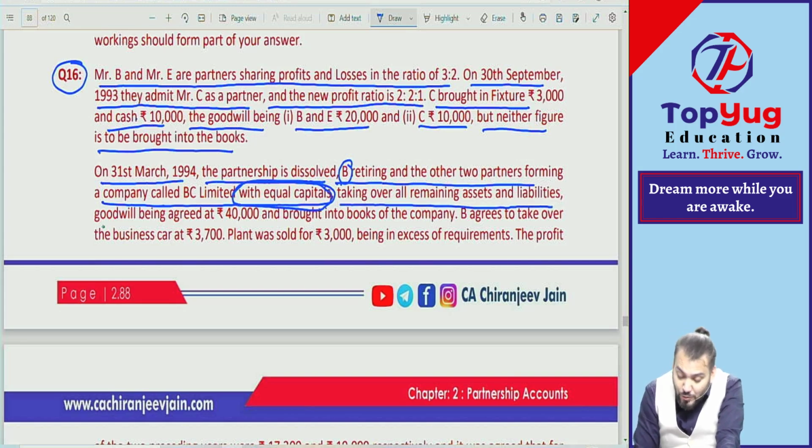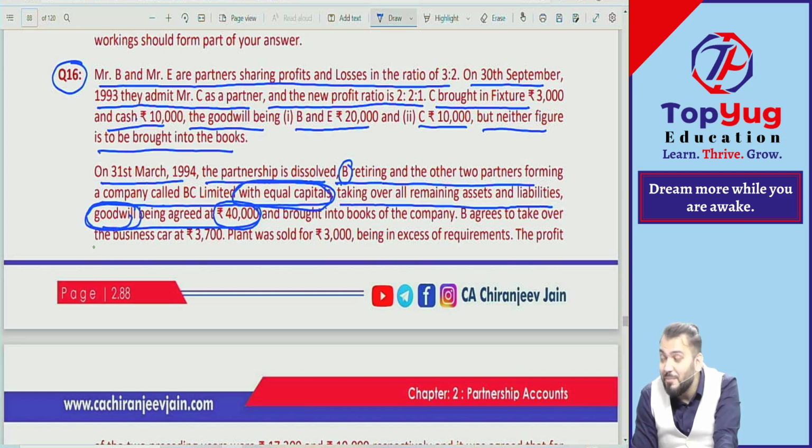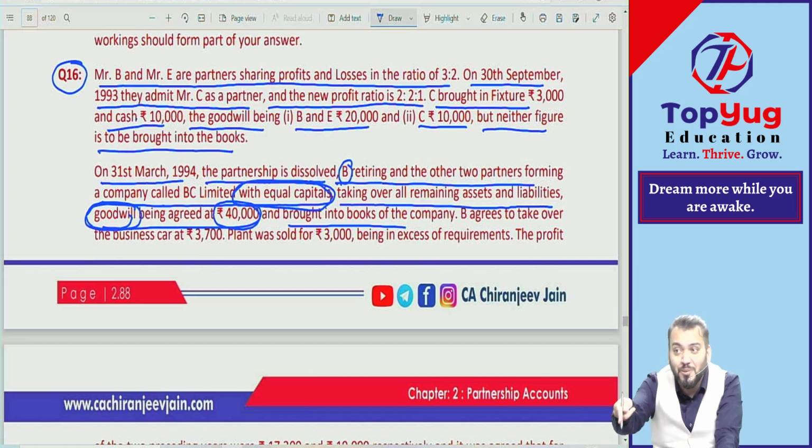Correct. Goodwill being agreed at 40,000. This is the goodwill which will come in the balance sheet of the company, and brought into the books of the company. Of course, we'll raise goodwill. Step number 4, same set, raise goodwill. In the company it will come. So even though not given, it will be raised, means it will come into the books of account.